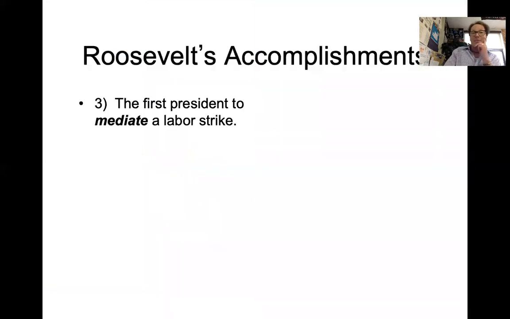Let's continue on. Number three, another major accomplishment of Theodore Roosevelt. Theodore Roosevelt is the very first American president to mediate a labor strike. So mediate means you've got two sides. You got the workers and you got the owners, the bosses, and they can't find common ground. They can't agree. They can't reach a compromise. So the mediator comes in, listens to two sides, and basically negotiates a truce, an agreement, if you will.